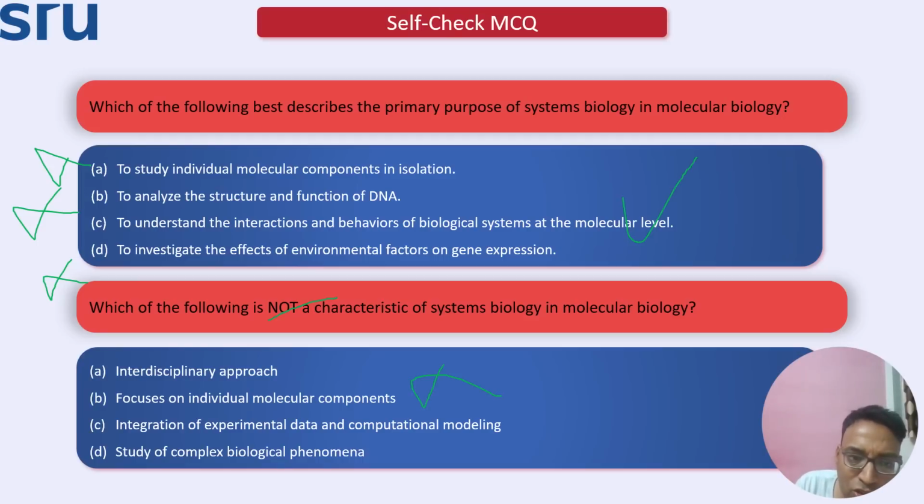Integration of experimental data and computational modeling. This is also correct. Study of complex biological phenomena. This last answer is also correct. So in this part, the first, third, and fourth answers are correct. Only the second answer is wrong. So this is the right part.